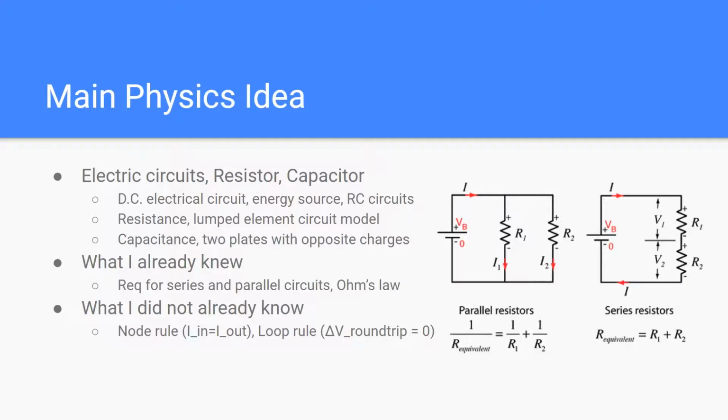And for a parallel plate capacitor, we know C, which is the capacitance, equals epsilon 0 times area over the distance between the two plates. What I already knew is that the equivalent resistance for parallel and series resistors can be calculated using the equations shown on the right side. And what I did not already know were the node rule, which basically states the current going in equals the current going out, and the loop rule, which defines the potential difference for a round trip to equal 0.